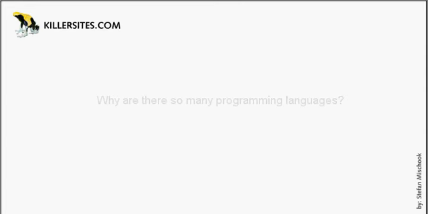So the question that comes to my mind is, why are there so many different programming languages if they're all doing the same thing? The answer to that question is actually the same answer as why we have many different types of automobiles or cars. Why do we have sports cars? Why do we have Jeeps? Why do we have pickup trucks?